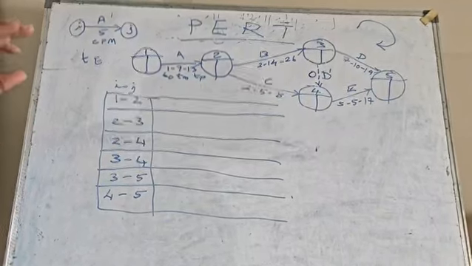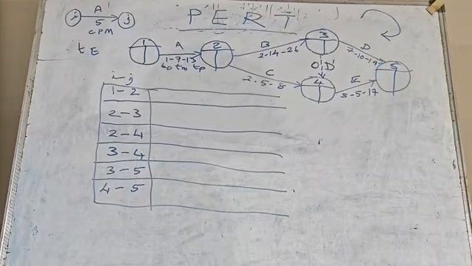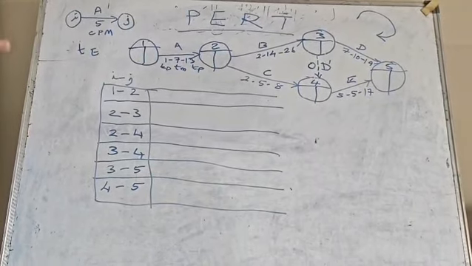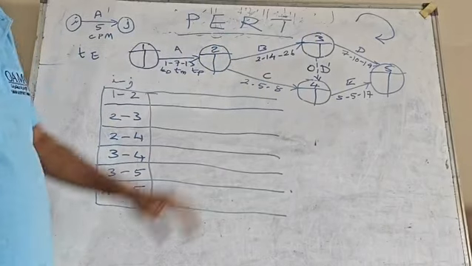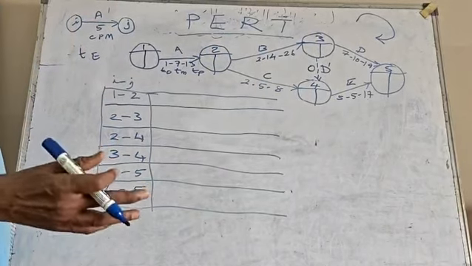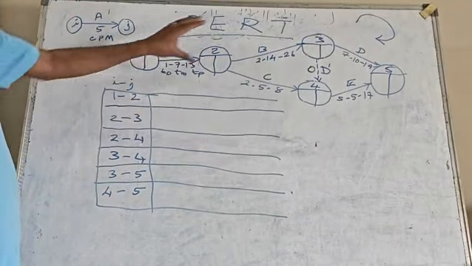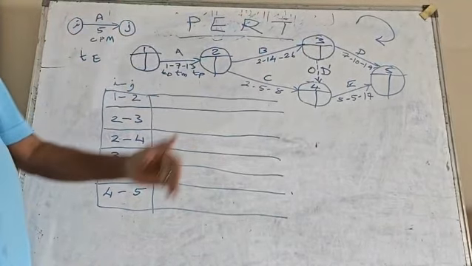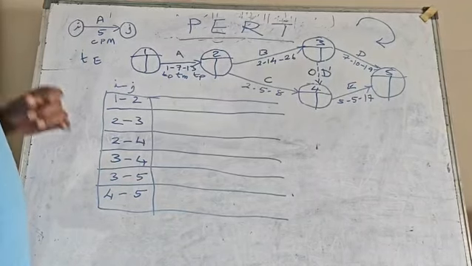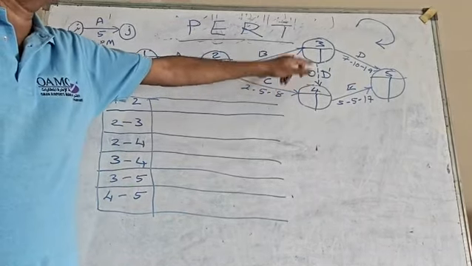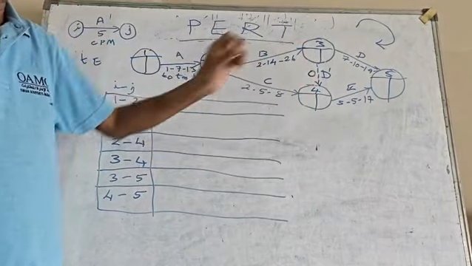A dummy is only used under two conditions, either to satisfy the logic or to satisfy the grammar of the network. Please understand that in order to draw a network, there is a grammar. As we have English grammar, in the same way there is a network grammar. I will come to the rules of network grammar in one of the next classes. But here the dummy is used only to complete the logic.